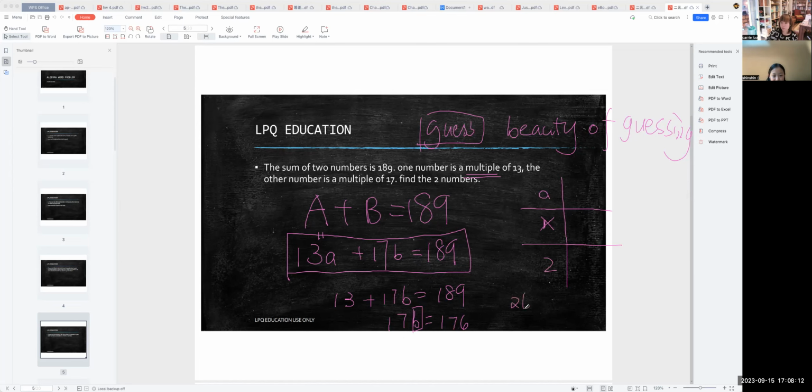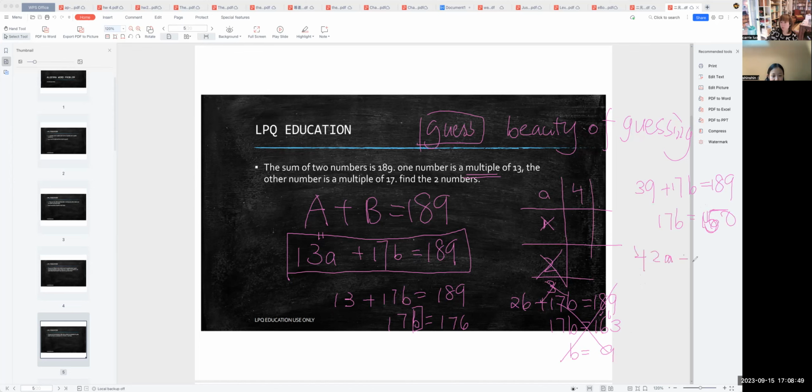So we're going to try when A equals 2. So it's 26 plus 17B equals 189. So 17B equals 163. So B equals what? No. Did I calculate wrong again? No. So B cannot equal 2. So let's see, A equals 3. So 39 plus 17B equals 189. So 17B equals 150. No need to even look, right? There's no integer, so no.